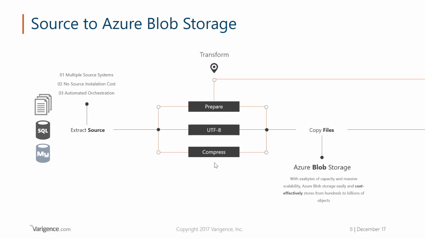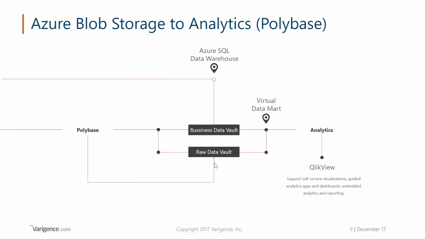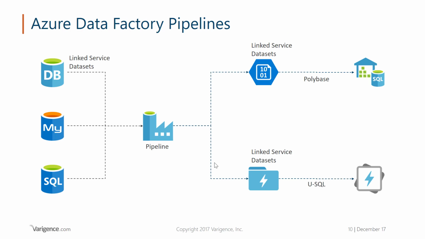We then copy the files up to Azure Blob Storage, and then we will use Polybase to load it into either a raw data vault, a business data vault, or a data mart. So we can go straight from Polybase into your data mart if you are not doing data vault. And then from there, you can do your virtual data mart or a physical data mart and then analytics. That could be ClickView, Power BI. We've got customers using both of those. So that is the process of taking it from source systems into blob storage using Azure Data Factory.